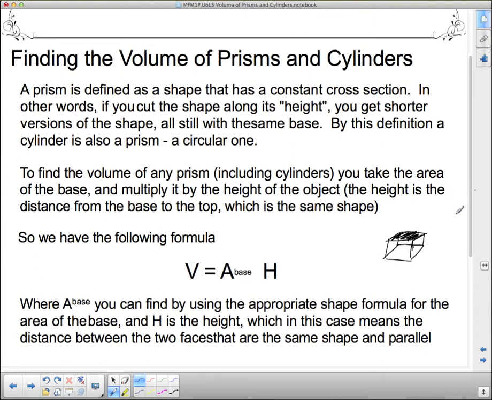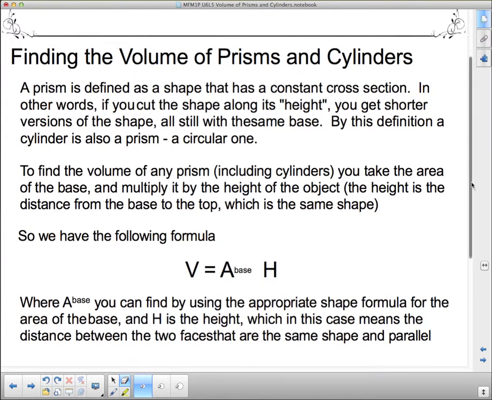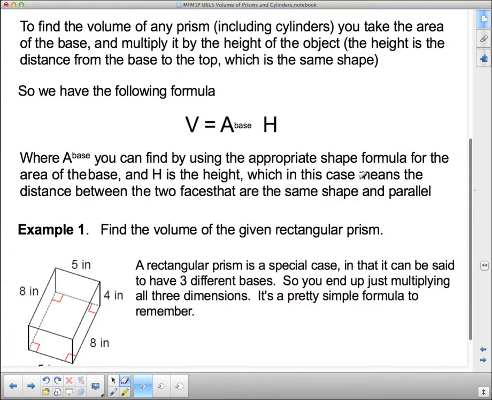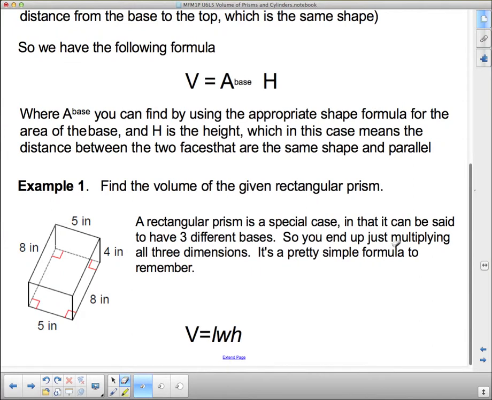Okay? To find the volume of any prism, which includes cylinders, you take the area of the base, and that can be either this or this up here, it doesn't matter, the base and the top are exactly the same thing, and we're going to multiply that by the height of the object, and the height is the distance from the base to the top, or the distance between those two things that are the same. Okay, so we have the following formula: volume equals area of the base times height. Where area of the base you can find by using the appropriate shape formula for the area of the base, and height, capital H, is the distance between the two faces that are the same shape and parallel.